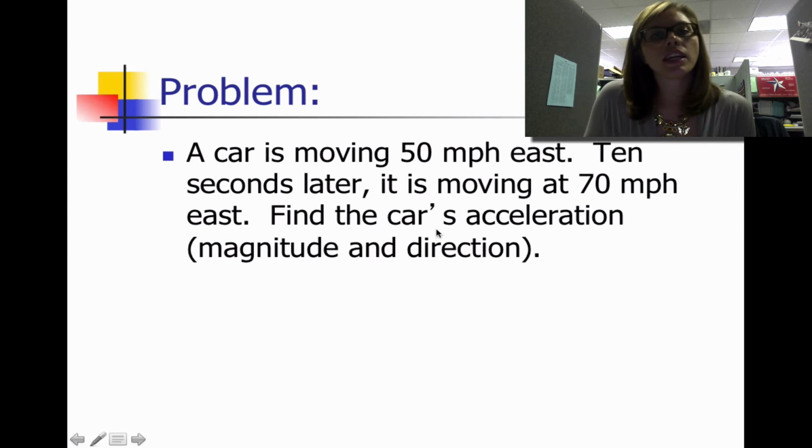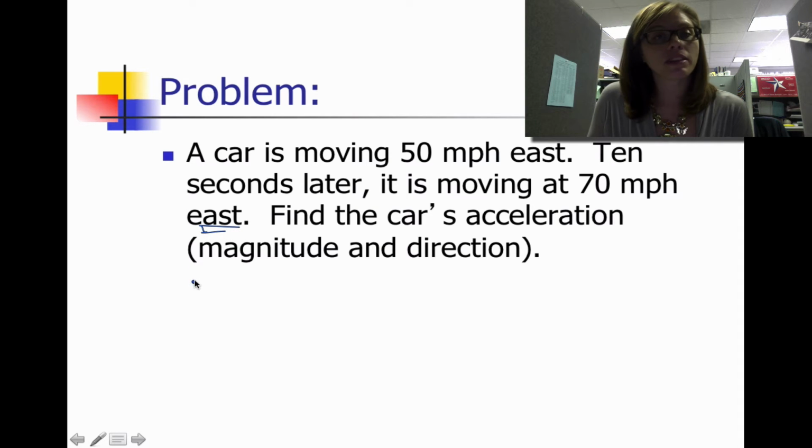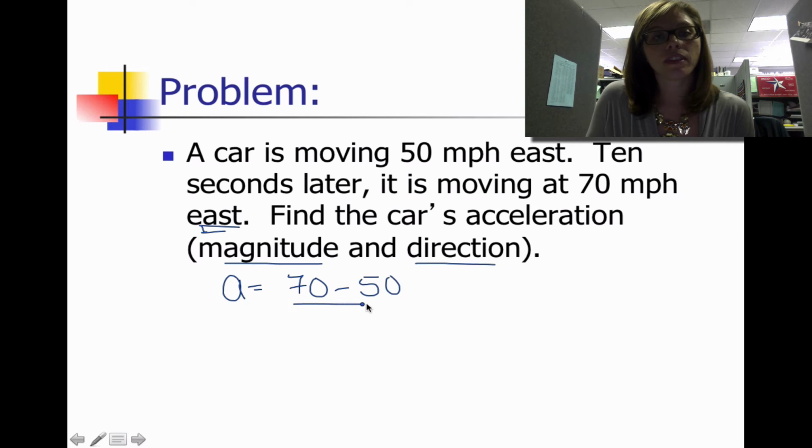A car is moving, well, take a moment, read this, and then pause it, come back, and I will work it out with you. Welcome back. A car is moving at 50 miles per hour east. 10 seconds later, it's moving at 70 miles per hour, still going east, so it's sped up in the same direction. Find the car's acceleration. Magnitude means how large, and direction. So acceleration is final velocity, which is 70 miles per hour, minus the initial, which is 50, over 10 seconds.